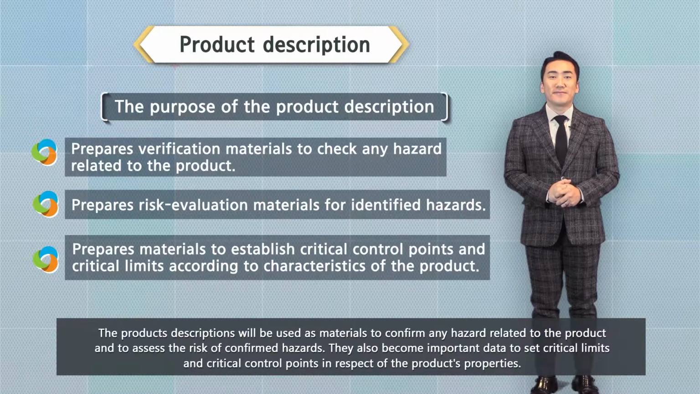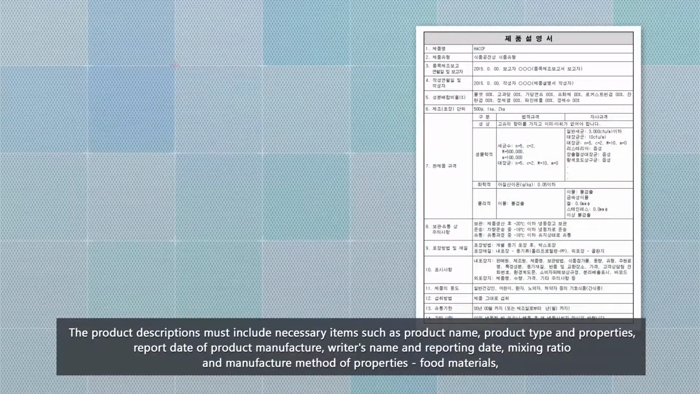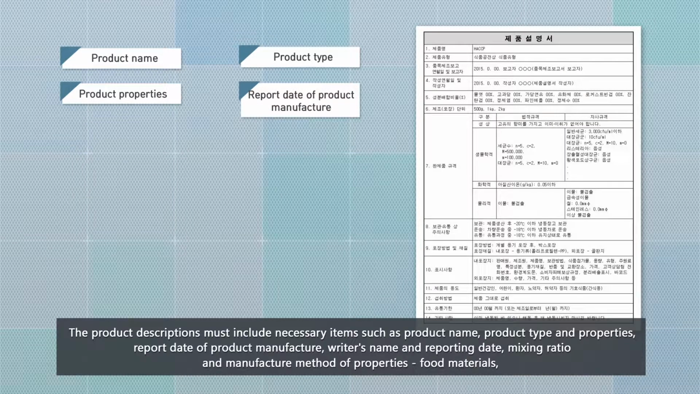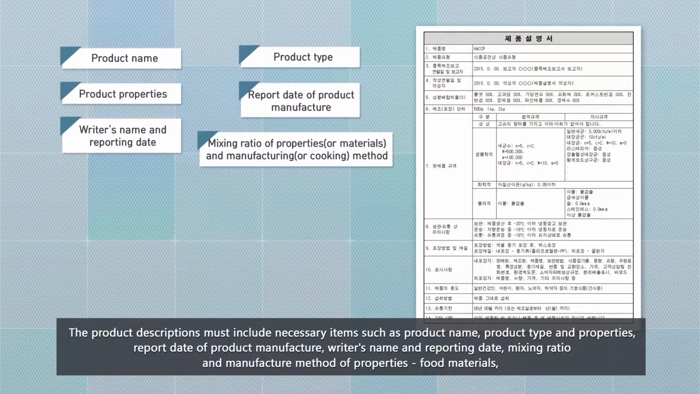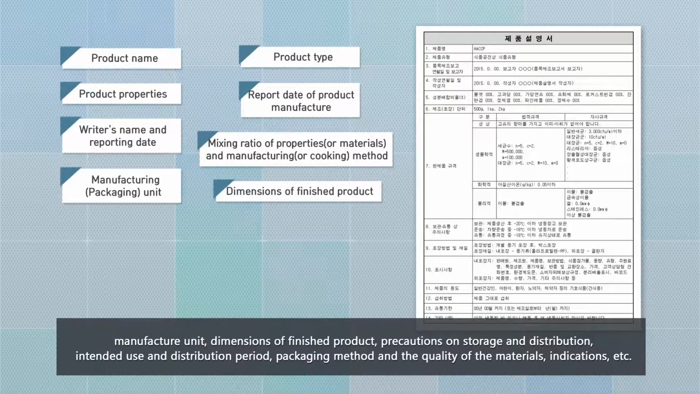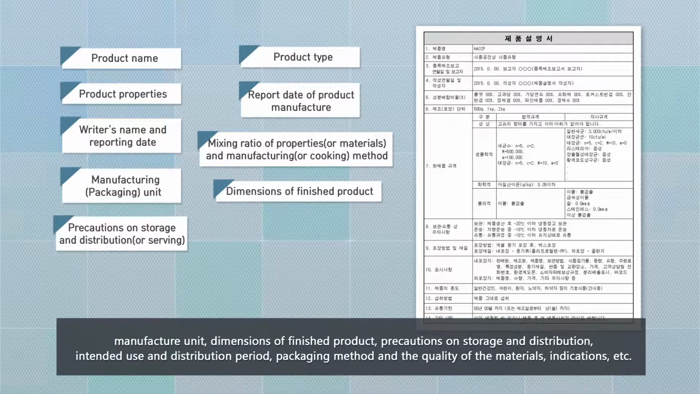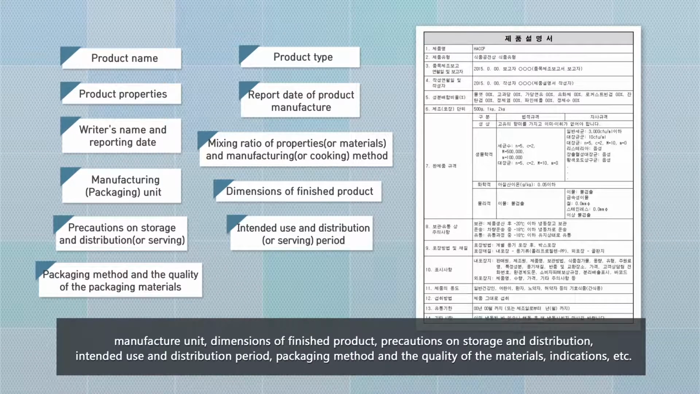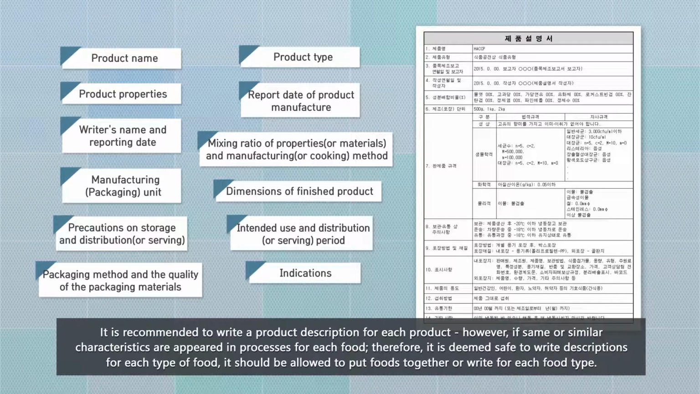The product descriptions must include necessary items such as product name, product type and properties, report date of product manufacturer, writer's name and reporting date, mixing ratio and manufacture method of properties, food materials, manufacture unit, dimensions of finished product, precautions on storage and distribution, intended use and distribution period, packaging method and the quality of the materials, indications, etc. It is recommended to write a product description for each product.